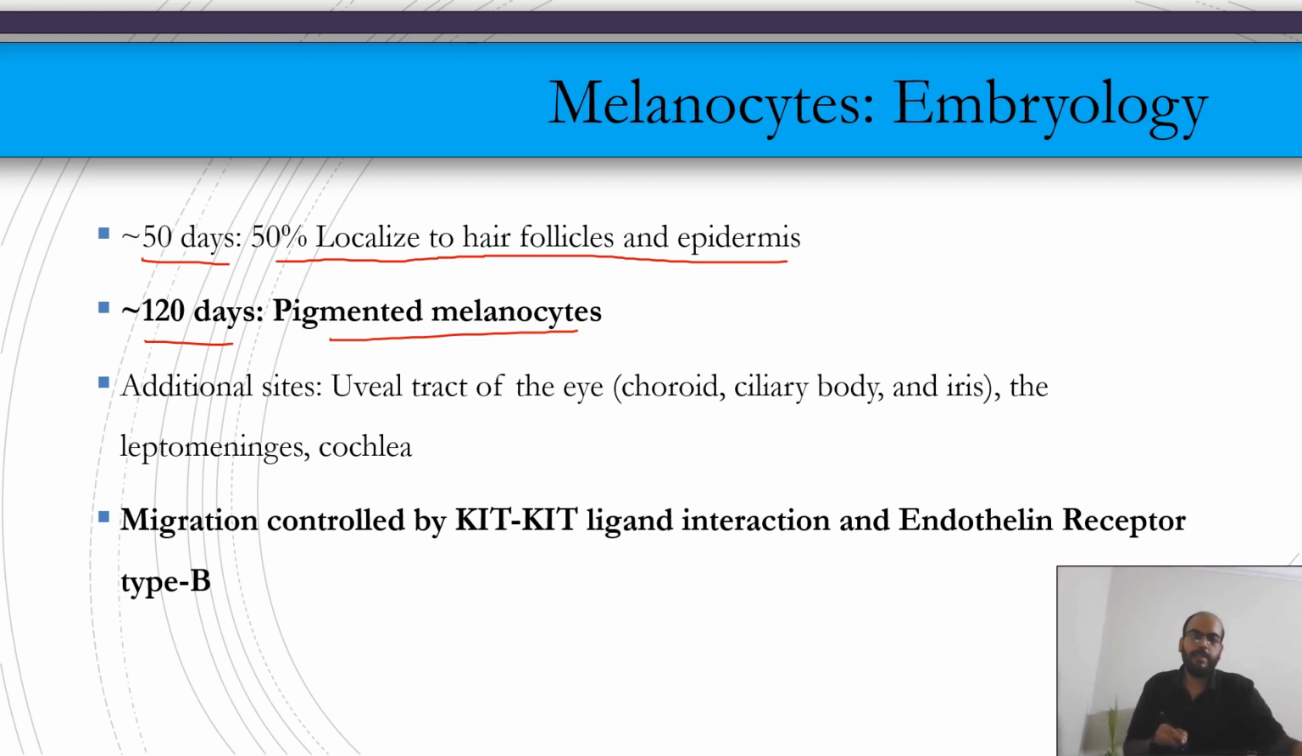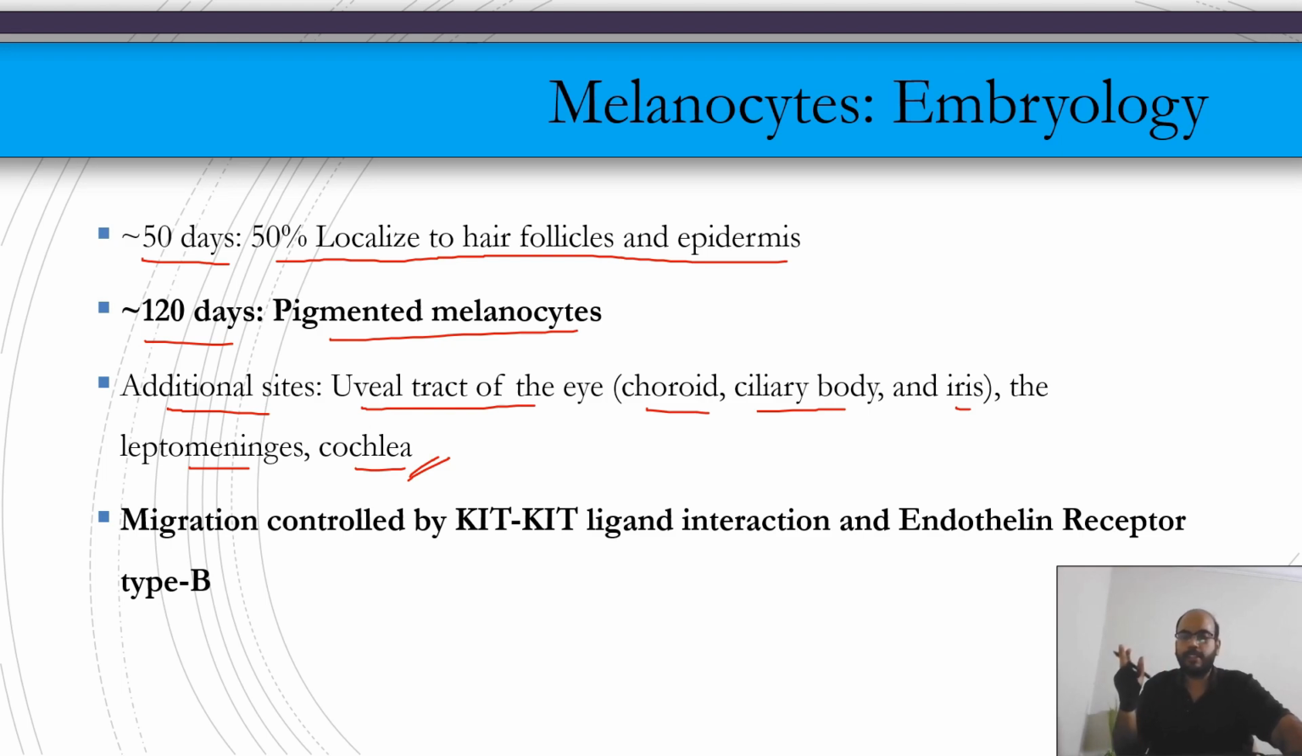Okay. The migration also takes place into additional sites like the uveal tract of the eye, which includes choroid, ciliary body, and iris, the leptomeninges, and cochlea. Okay, so that is why when there's a problem in migration of melanocytes, you can have hearing issues, because the cochlea is also involved. It is said that the melanoblasts are responsible for proper development of inner hair cells. So if the melanoblasts are not able to reach the cochlea, the inner hair cells won't be formed and there will be hearing loss, sensorineural deafness.